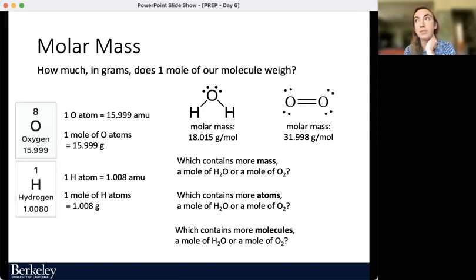So if you're ever confused about the concept of a mole, just substitute in 1,000 for 6.022 times 10 to the 23rd. So which has more mass, 1,000 water molecules or 1,000 O2 molecules? Which has more atoms, 1,000 of these or 1,000 of these? And which has more total molecules, 1,000 of these or 1,000 of these? It's the same concept.